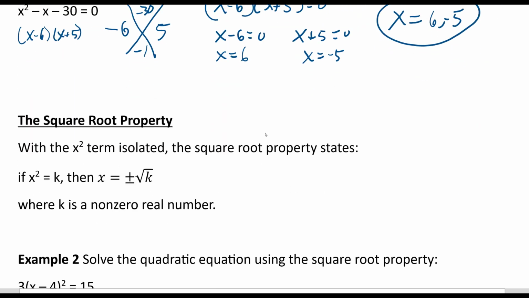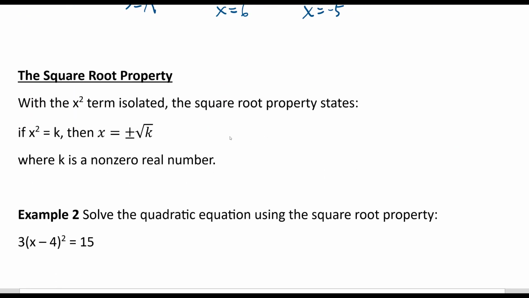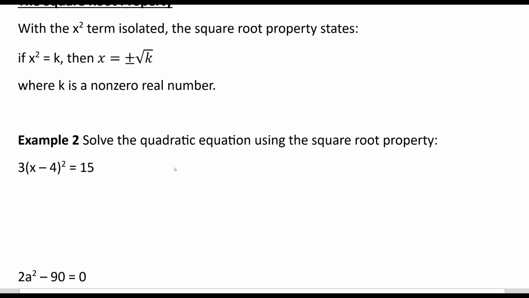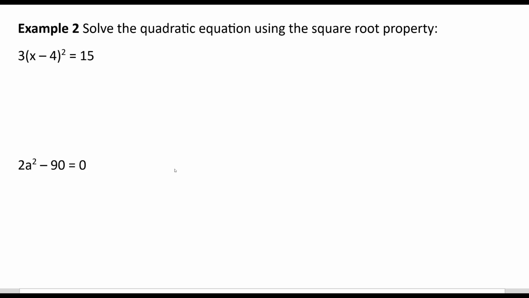Okay, let's keep going, and we're going to use the square root property next. So we have solve. With the x squared term isolated, if you have something squared equals a number, then if x squared equals k, then x equals plus or minus the square root of k, where k is a non-zero real number. Also not negative. If it was negative, then it would be imaginary.